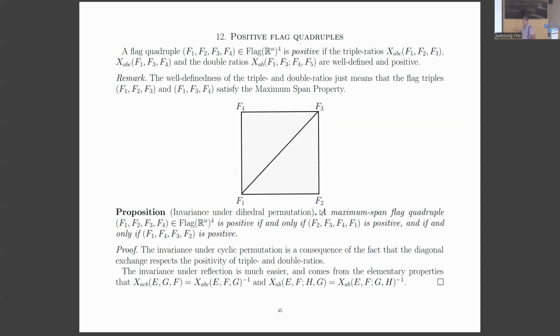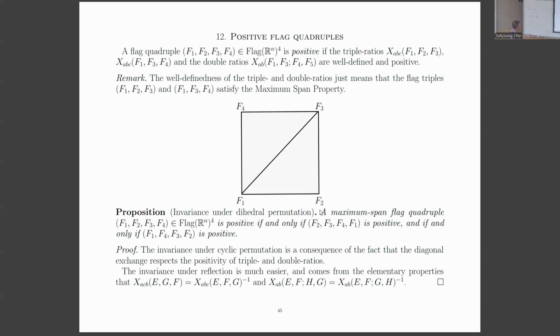So in particular, now I'm going to introduce... I've been focusing on maximum span flag triples and quadruples, because that was the optimum. For triples, that's really what I needed. For quadruples, that wasn't completely clear, because the only thing I needed for the invariance to be defined was that the triple ratios were defined. And once the triple ratios are defined, the double ratio actually is always defined. I don't have to worry about that.